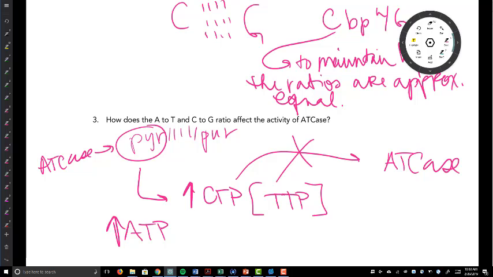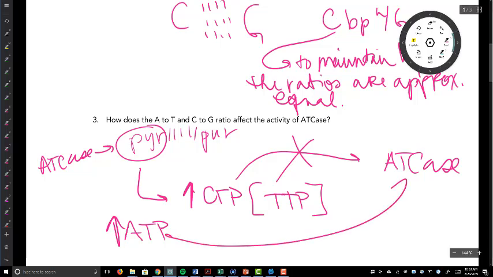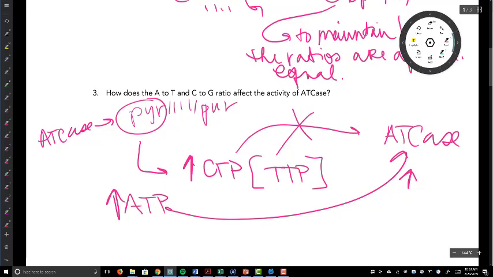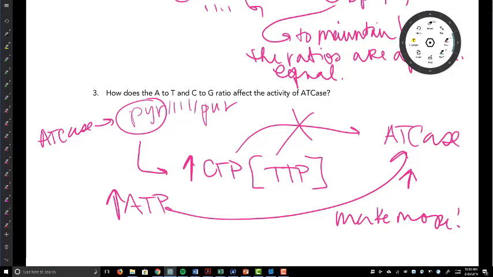So what ATP does, if there's a lot of it hanging around, is it goes to ATCase and says, hey, upregulate, let's make more. We need to make more CTP and more TTP to keep up with the excess supply of the purines. Yes?